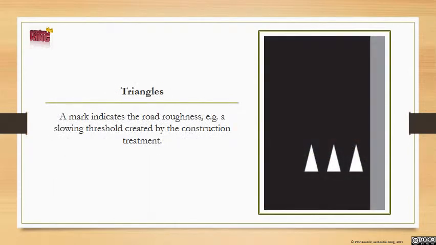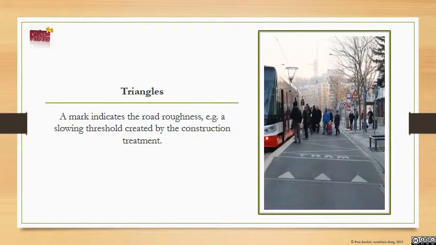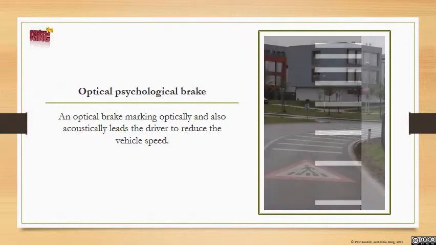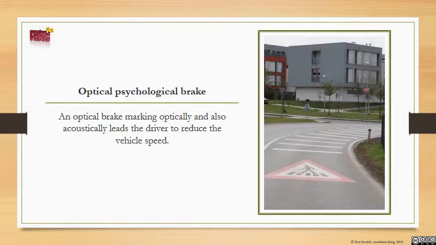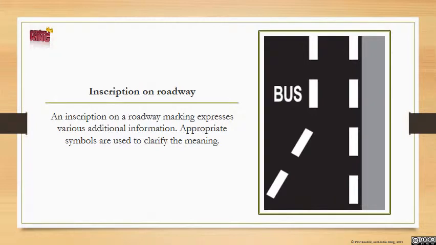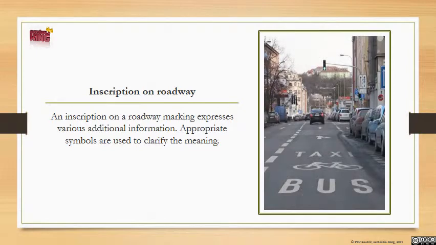A triangle's mark indicates the road roughness, for example a slowing threshold created by the construction treatment. An optical brake marking optically and also acoustically leads the driver to reduce the vehicle speed. An inscription on a roadway marking expresses various additional information. Appropriate symbols are used to clarify the meaning.